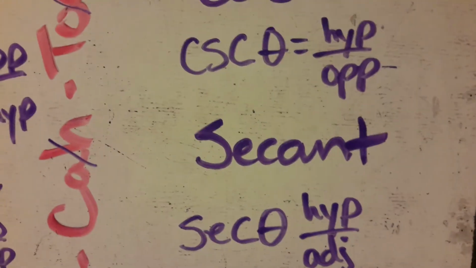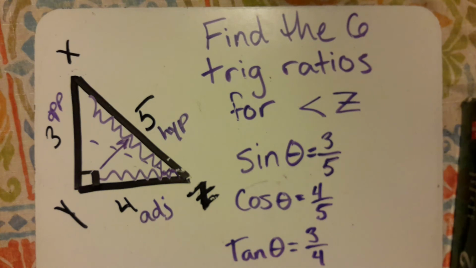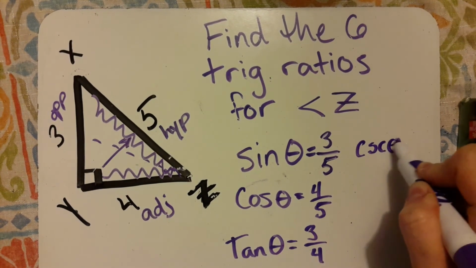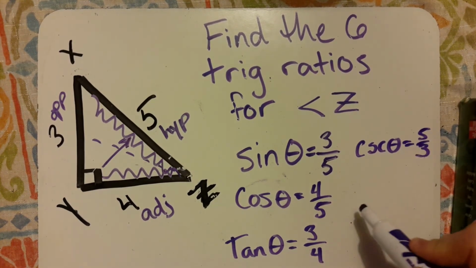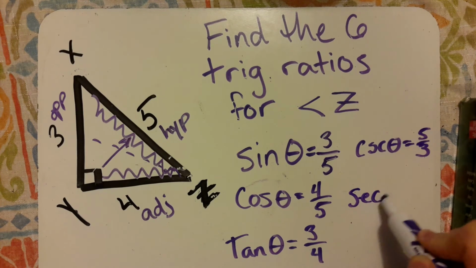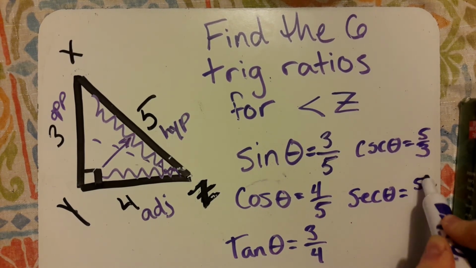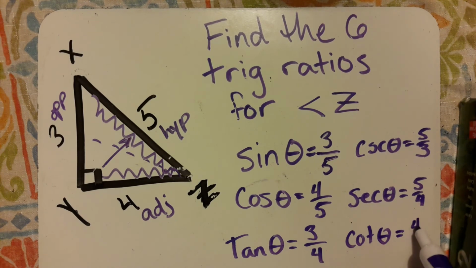And if I know that the other 3 ratios are just mirrors, then I should have cosecant, and I'm going to try and squeeze this in, as 5/3. The secant as 5/4. And the cotangent as 4/3. And that's all you do.